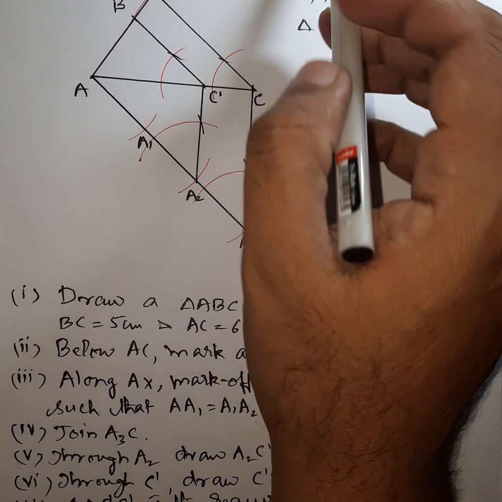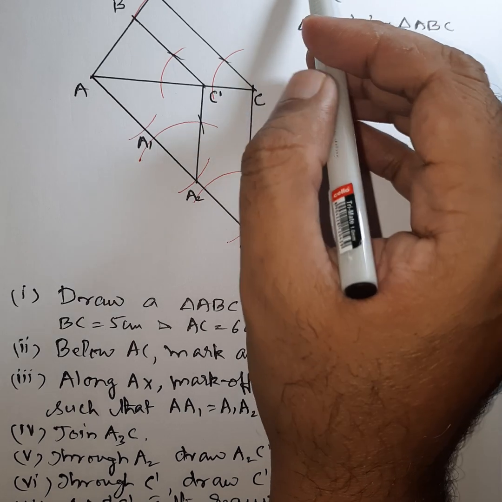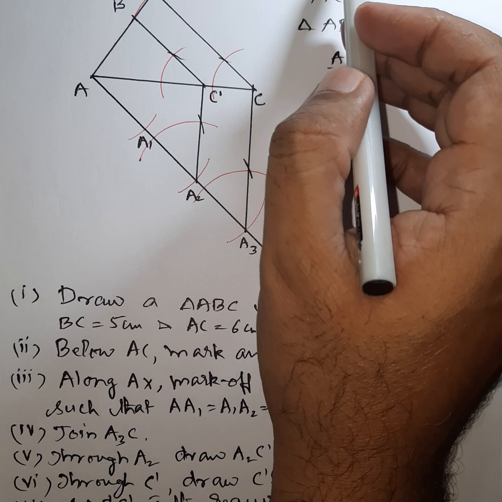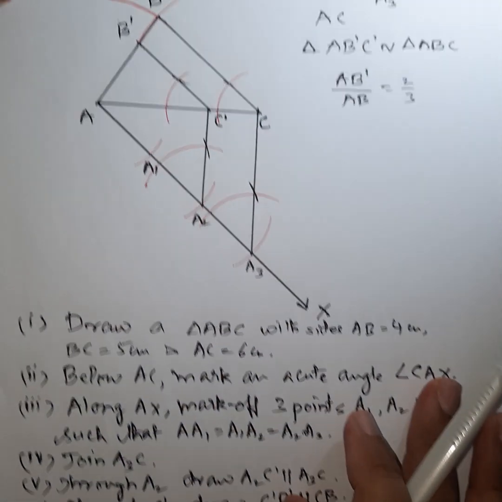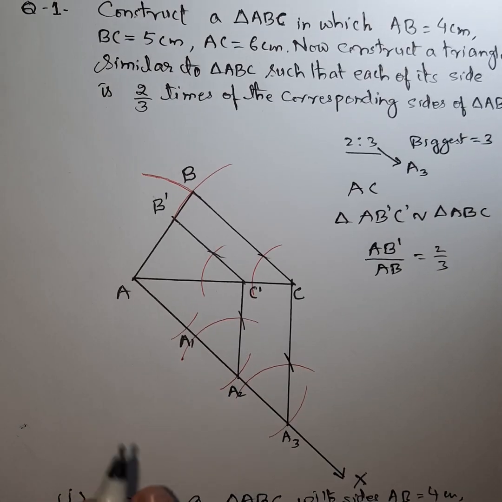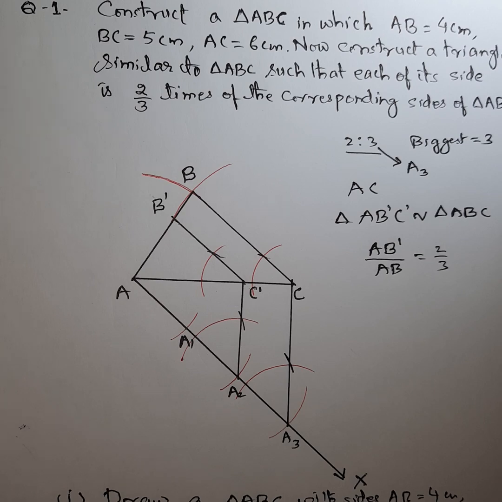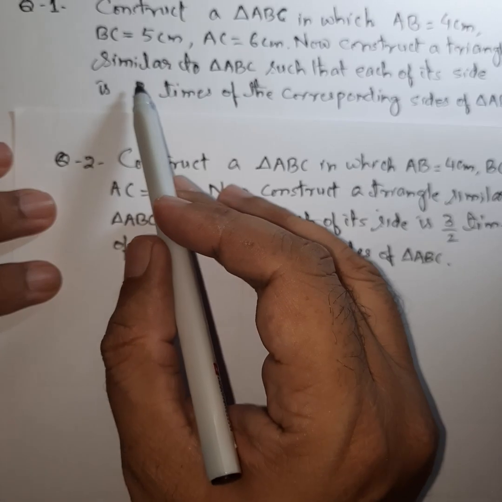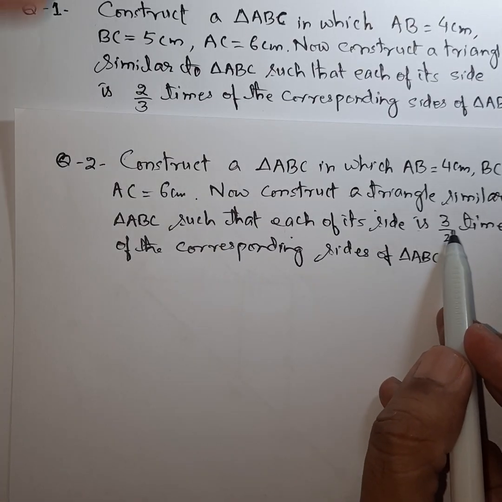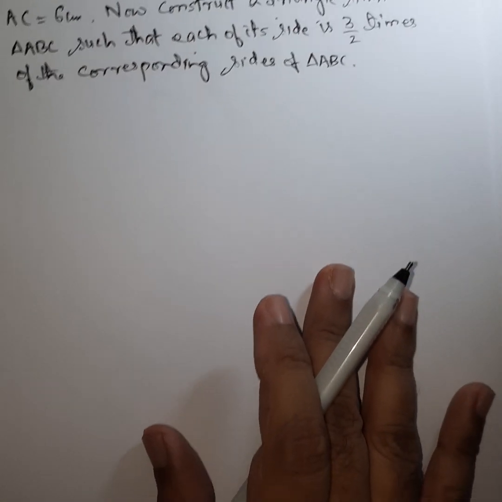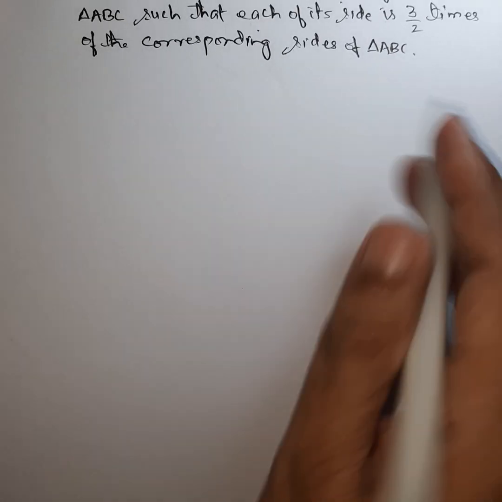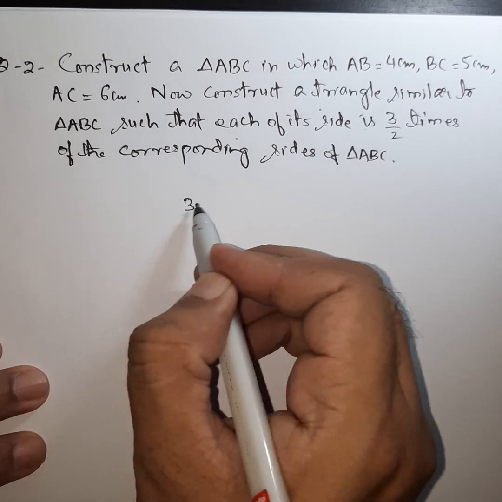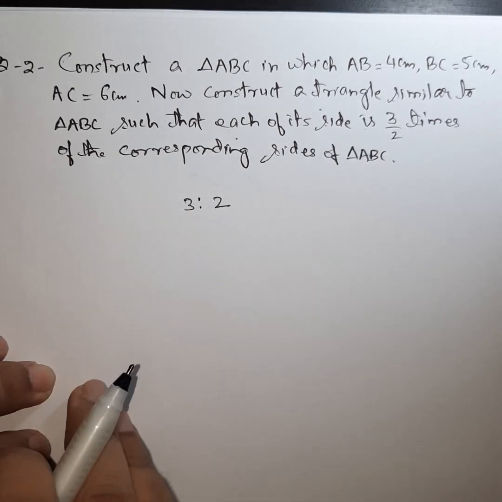One part where the numerator is greater than the denominator, and the other where the numerator is less than the denominator. So here the numerator is less than the denominator. Now we are going to take the same question, but everything is same, only instead of 2:3 here it is given 3:2. So the numerator is bigger than the denominator.